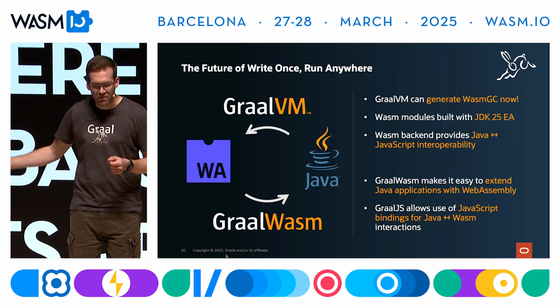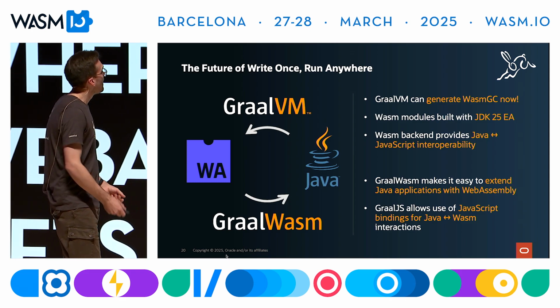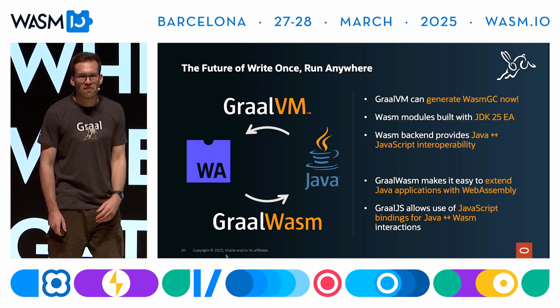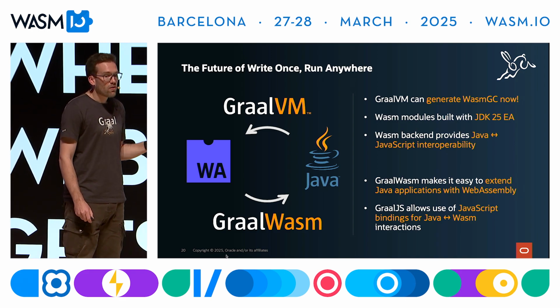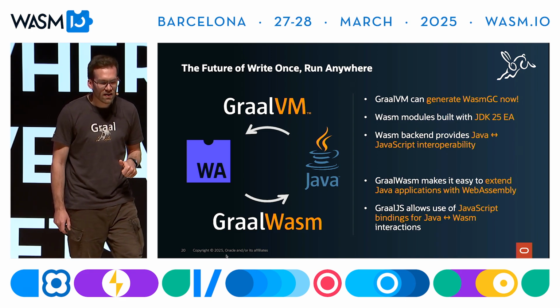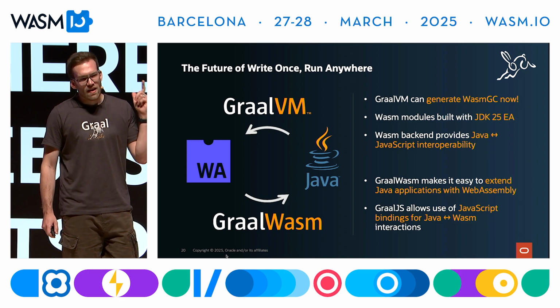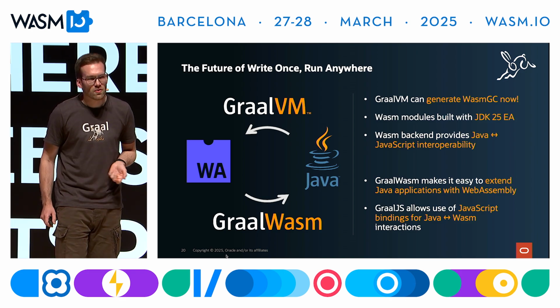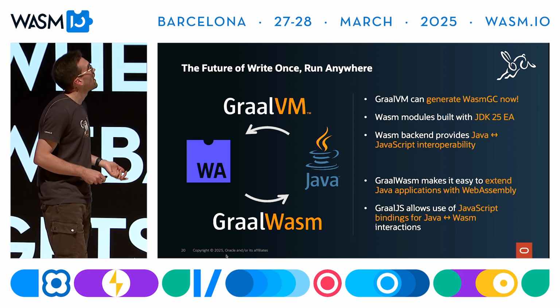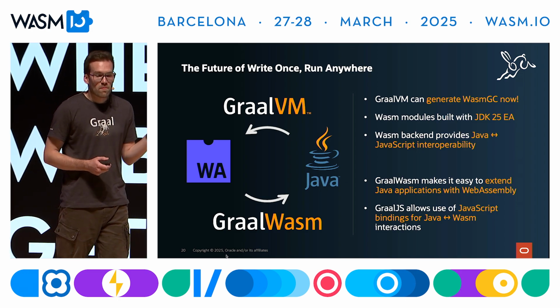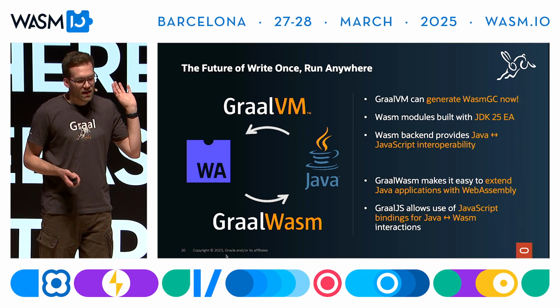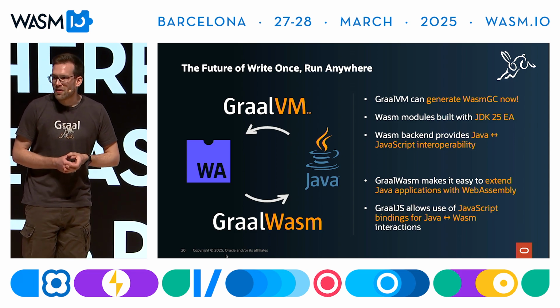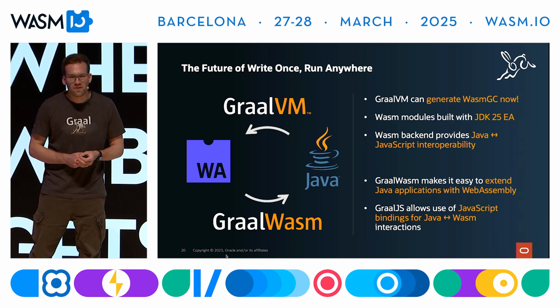But in the first part of this talk, we introduced the WebAssembly backend, and finally we have gone full circle. So GraalVM can now generate Wasm GC for Java applications. The Wasm modules are built with the JDK 25 EA builds, and the WebAssembly backend allows you to do high-level interaction between Java and JavaScript. And with that, thank you very much, and we are happy to take any questions.